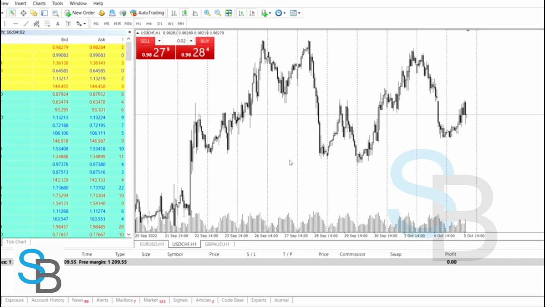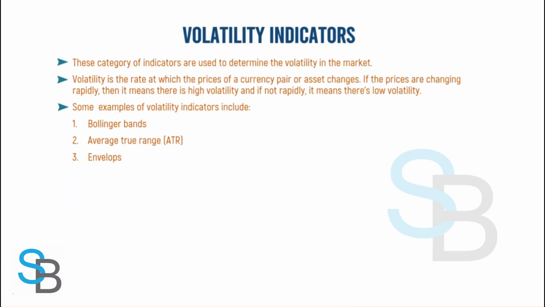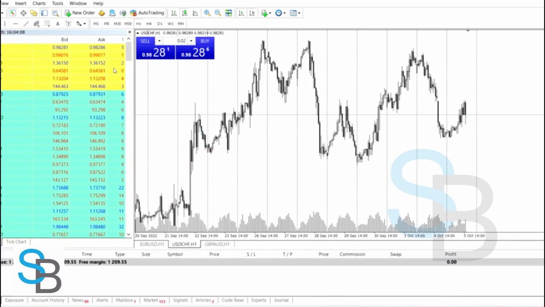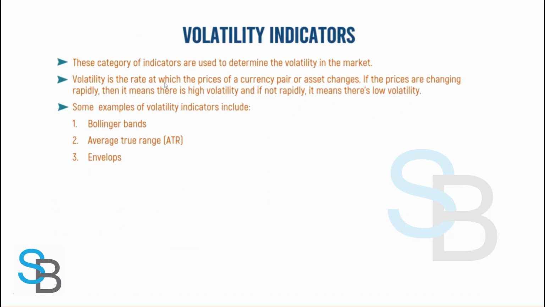That's one thing you have to know about volatility indicators. As you can see, there's a bit of an increase in volatility, because volatility actually goes up and goes down. Some examples of volatility indicators include Bollinger Bands, average true range (ATR), and envelopes. We are going to look at a lot of these indicators.